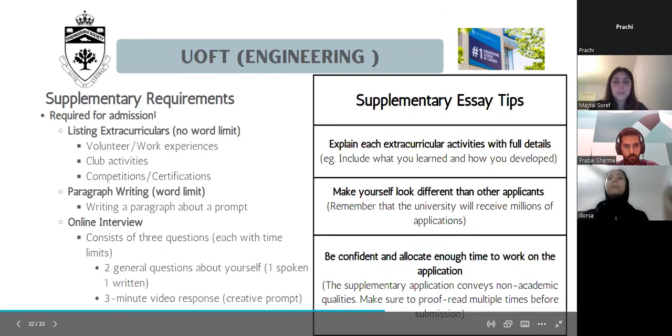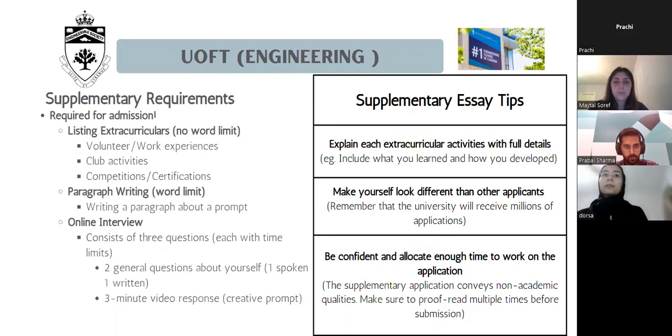U of T engineering requires some supplementary requirements as well, such as listing extracurriculars, volunteering work, club activities, competitions, and certificates. It also requires you to write a paragraph about a prompt online. It also has an online interview that consists of 3 questions, each with time limits, and 2 general questions about yourself, 1 spoken and 1 written, and a 3-minute video response, which is a creative prompt.